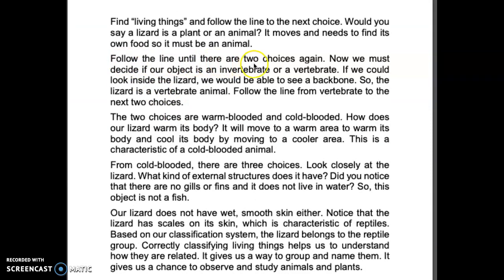Follow the line until there are two choices again. Now we must decide if our object is an invertebrate or a vertebrate. If we could look inside the lizard, we would be able to see a backbone. So, the lizard is a vertebrate animal. Follow the line from vertebrate to the next two choices.